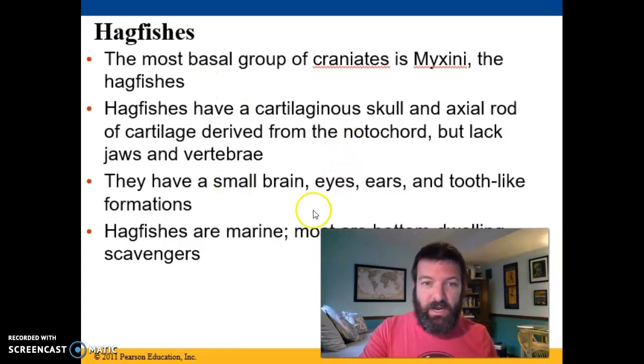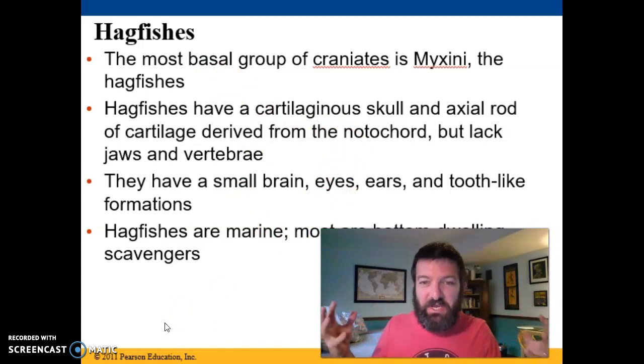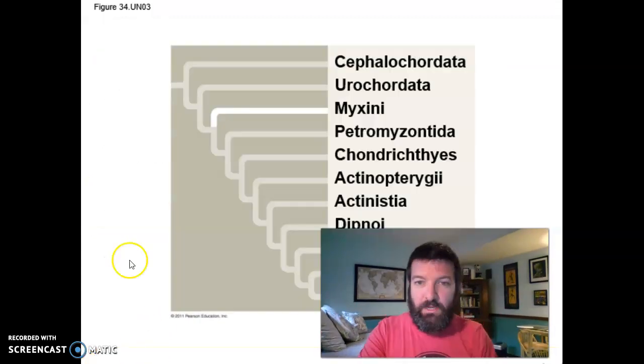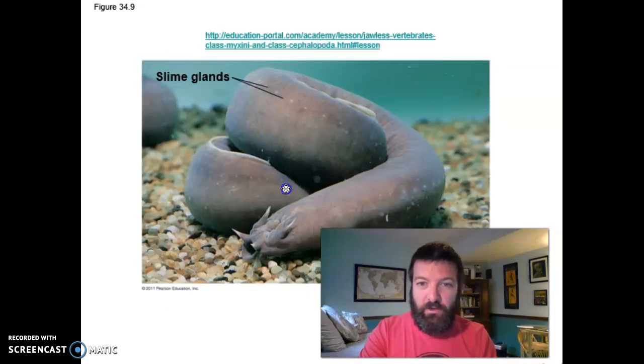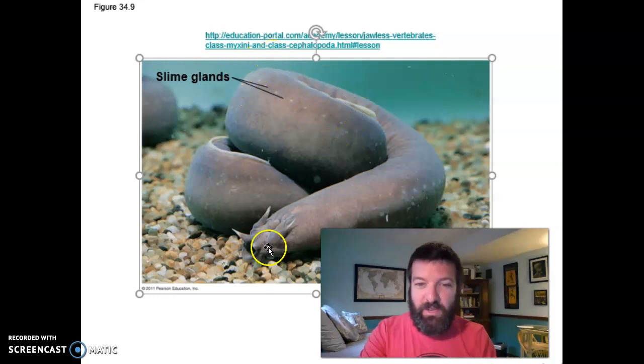They do have a small brain, eyes, and ears. They're marine, and they give off this crazy goo, mucus, to protect themselves from predators. As a reminder, here's where we are in our phylogeny, right? We're craniates now, and this is what they look like. So you can see these slime glands around here that make that mucus to protect them, and this is what that head looks like. Not much of a head, but there you have it. All right, in the next video, we're going to start to talk about true vertebrates that have a vertebral column.